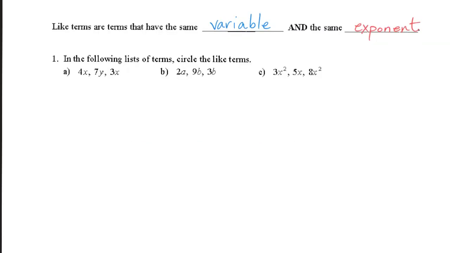What you see at the top of the screen there is our definition then for what is required for terms that are like terms. Like terms are terms that have the same variable and the same exponent. And so I want you to pause the video right now and go through those 3 questions and circle your like terms.